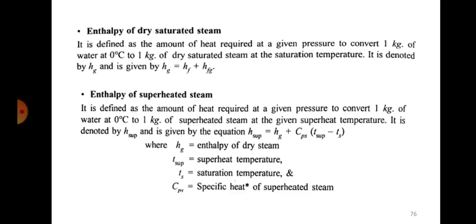So Hw, enthalpy of wet steam, is equal to Hf plus X into Hfg. Hg, enthalpy of dry steam, is Hf plus Hfg. And enthalpy of superheated steam is Hg plus Cps into T superheated minus T saturation. All the units are kilojoules per kg.